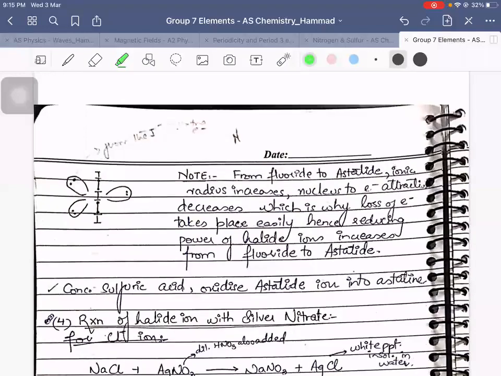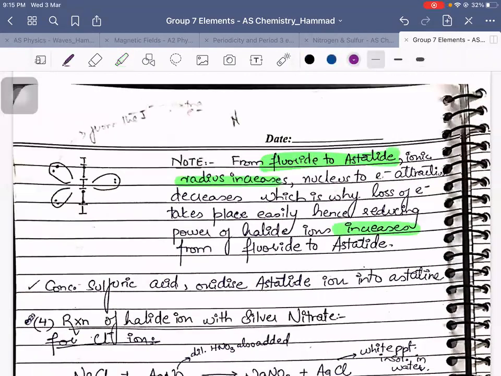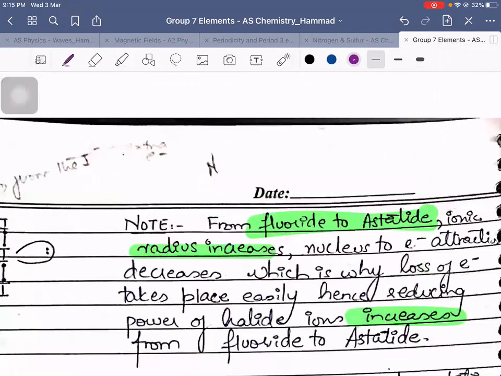So I've mentioned it here. From fluoride to astatine, ionic radius increases. Nucleus to electron attraction decreases, which is why loss of electron takes place easily, hence the reducing power of halide ions will increase. Halogens are oxidizing agents, whereas their corresponding halides are reducing agents.